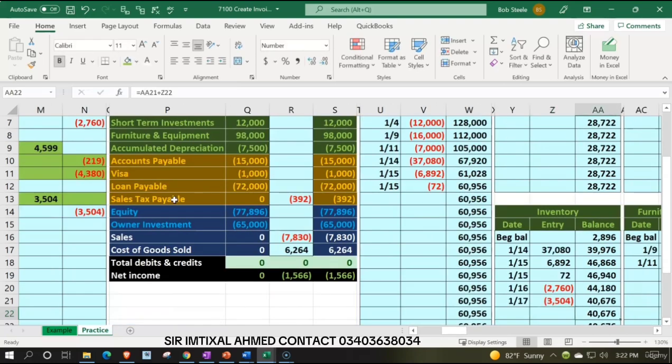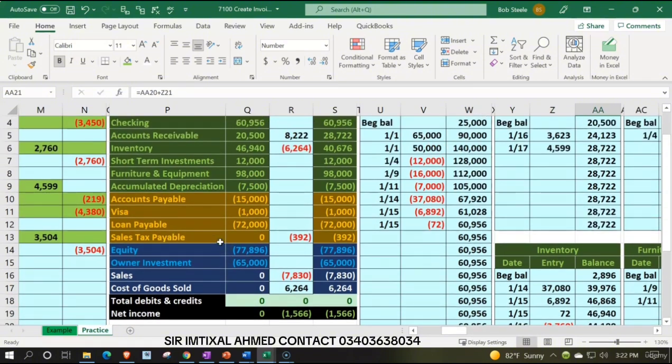3504. So there we have it. So now we got, this goes down by that, down by that. We got the 40,676. So there's the 40,676 there.